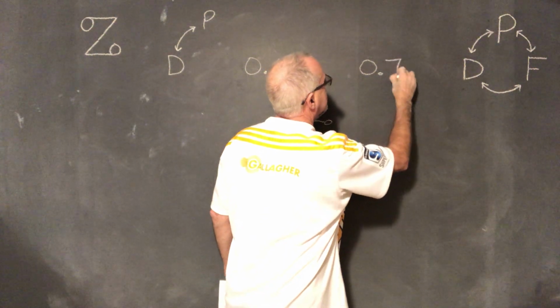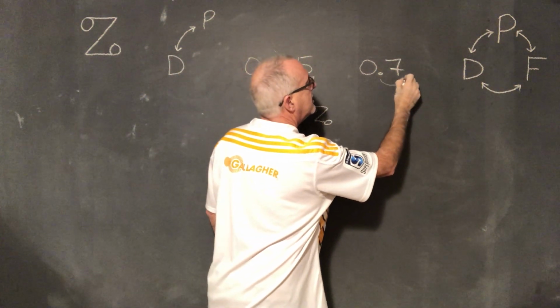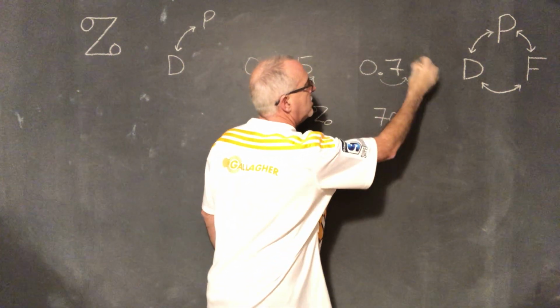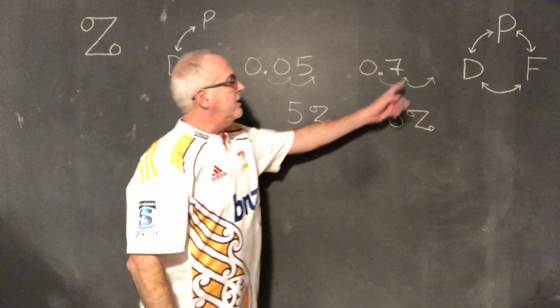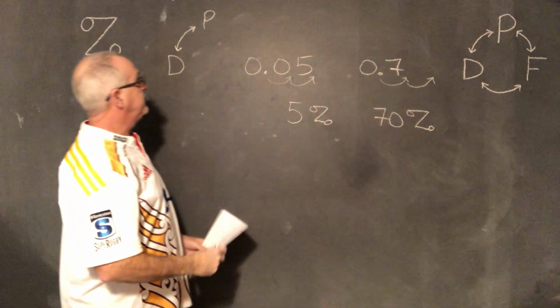0.7. Well, that's similar to 0.5, isn't it? So I'm moving the decimal 2 places to the right, so it's equal to 70. I need a placeholder 0 there. And don't forget to write the percent. I don't really have to show that 0, but I do have to show that percent symbol.